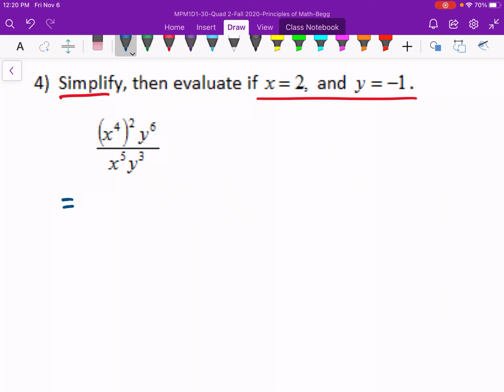So when I combine this, x to the 4 and times all raised to the exponent 2, I get x to the 8. And maybe just to keep it in stages, I'm going to do only that in the first step.